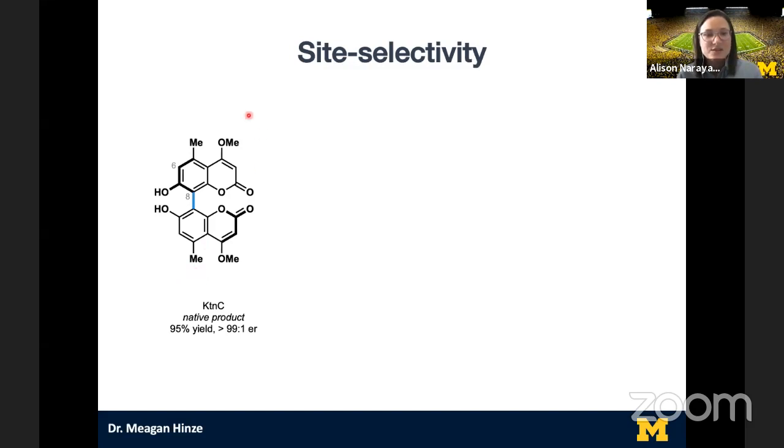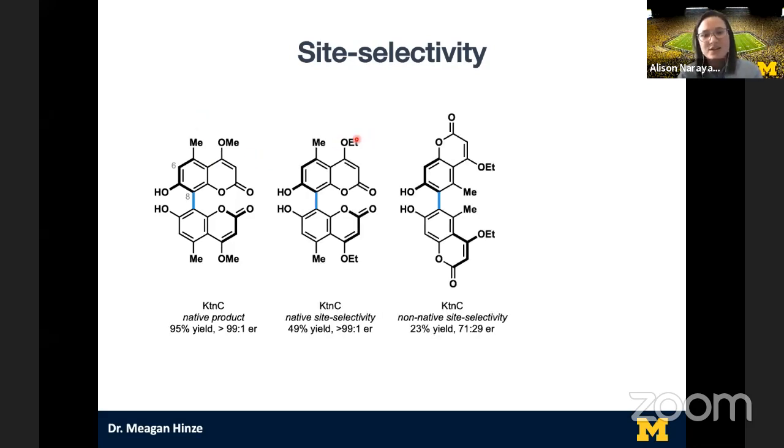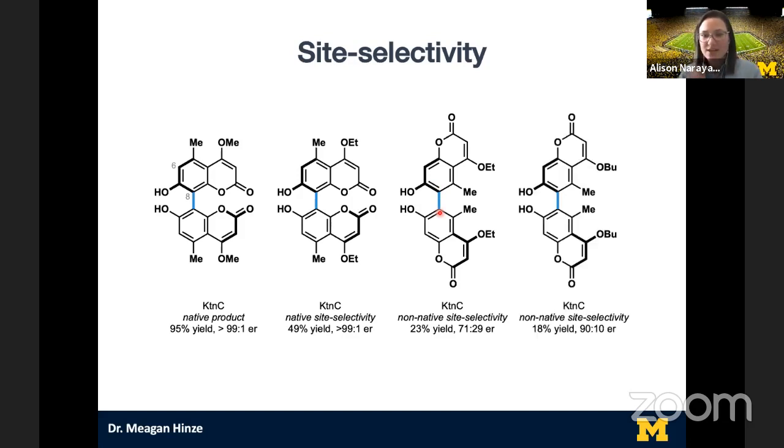But as we start to increase the bulk of the group at this position from a methoxy to an ethoxy, we see a switch in site selectivity to that 6' product, which is the most difficult to access using small molecule methods. And if we continue to bulk that up, then we can exclusively access this 6' product.